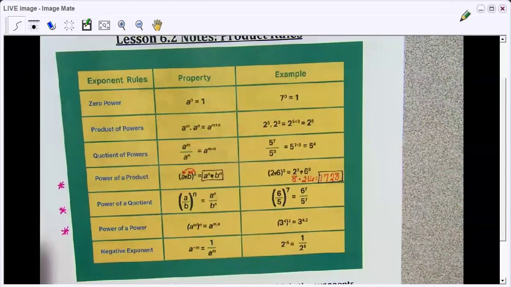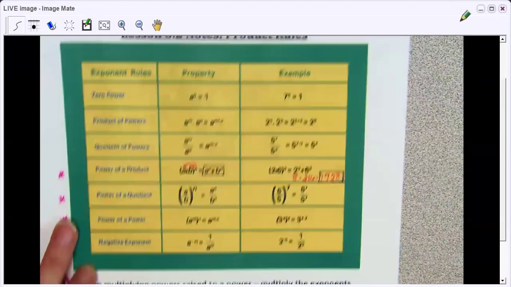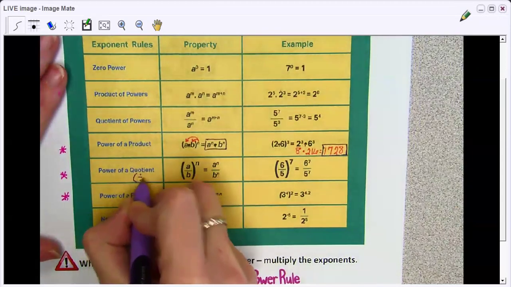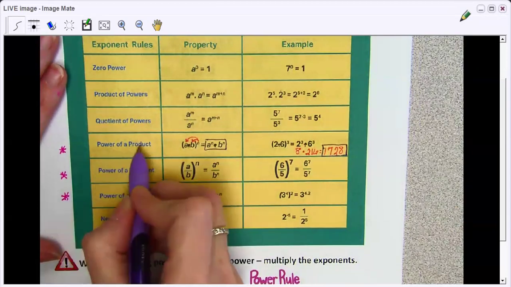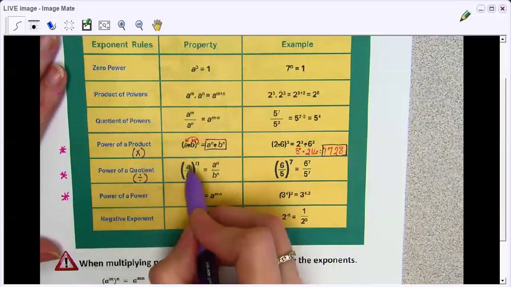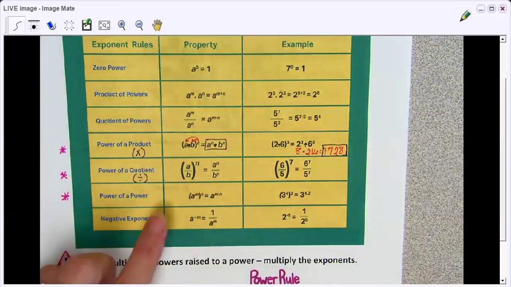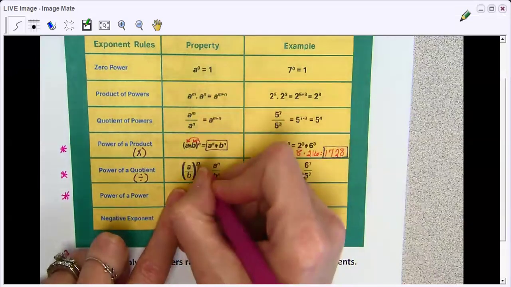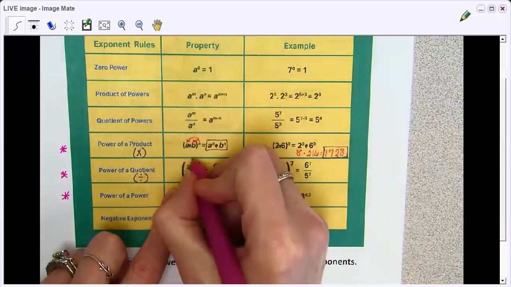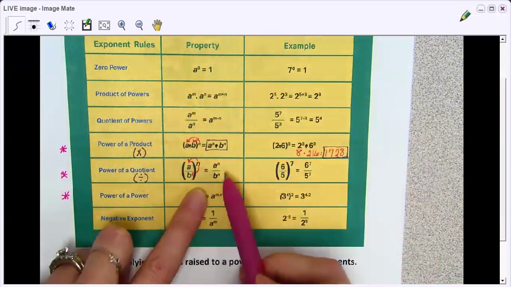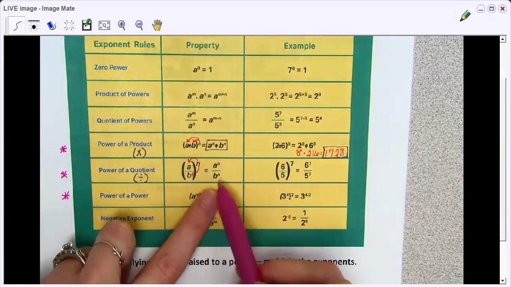That's actually on page 2 of our notes. Let's go to the next one, power of a quotient. Remember that quotient represents division. When we talked about power of a product, that was multiplication. So you're multiplying, that's product. You're dividing, that's a quotient. In this situation, it's the same thing. You're taking the exponent on the outside of the parentheses and distributing it to both the numerator and the denominator, so that you will end up with a to the power of n over b to the power of n.